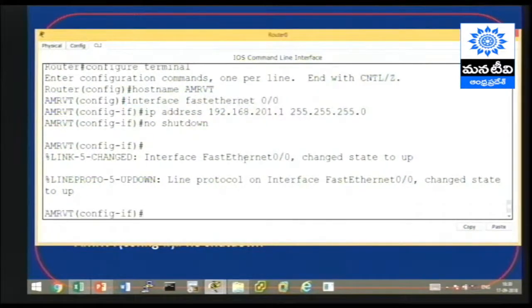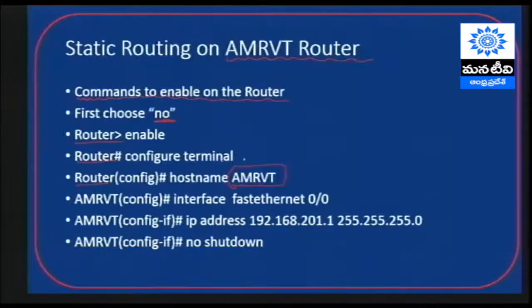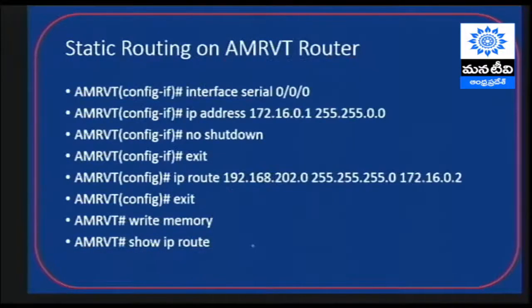Then next, we also have to enable the WAN interface, or the serial interface. We already assigned the IP address and gave the no shutdown command. On this Amravati router, we have to configure the WAN port or the serial port. Remember, the serial port is required to connect to the remote network, called the WAN. You may be connecting this interface to the internet as well.